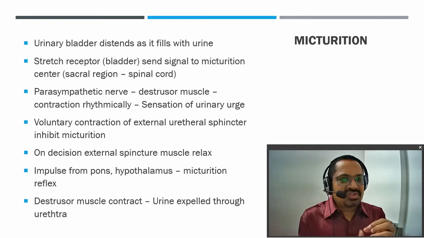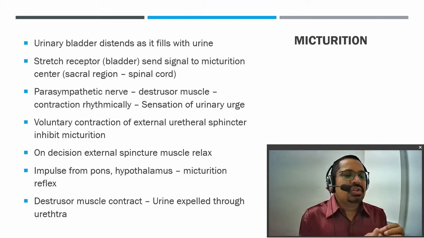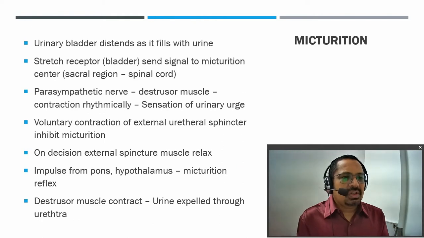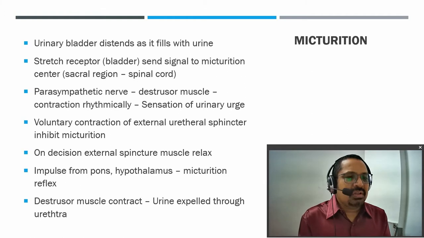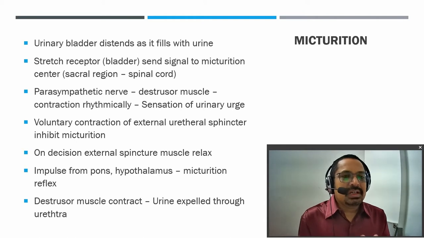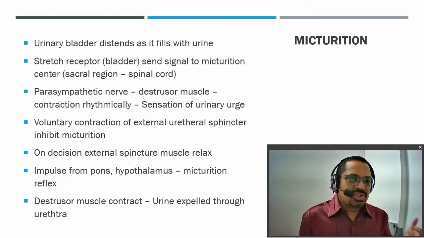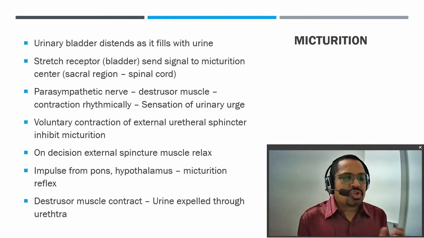So due to the distension, there is a stretching of the wall, and this stretching of the receptors will send the signal to the spinal cord. The parasympathetic nerve sends a signal to the detrusor muscle, and there is a rhythmic contraction of the urinary bladder, and it sends a sensation of urinary urge. Then there is a voluntary contraction of the external sphincter which inhibits micturition. Micturition is not an automatic process. Although there is an urge of urination, we can voluntarily stop the micturition process by the external urethral sphincter.